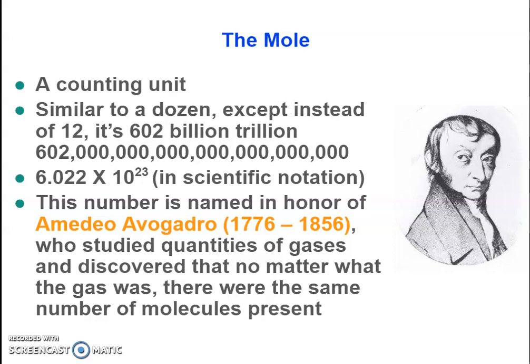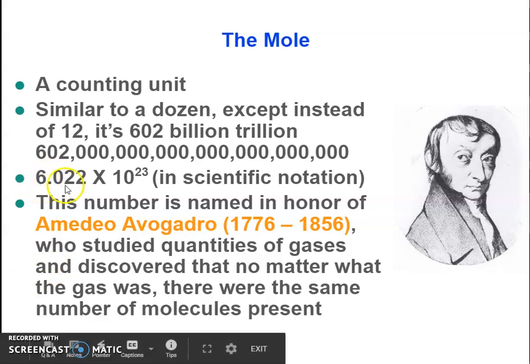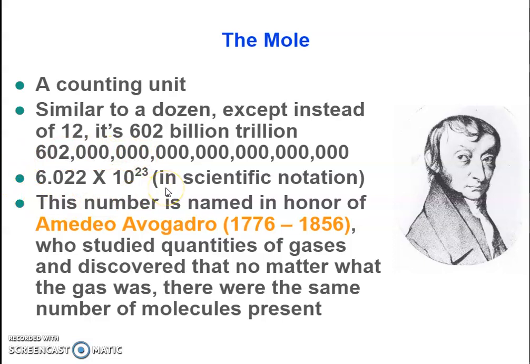All right, that's a little unwieldy. So we're going to use this number, 6.022 times 10 to the 23rd. All right, so we always use this in scientific notation for obvious reasons. And this is referred to as Avogadro's number. So Avogadro studied quantities of gases and discovered that no matter what the gas was, there were always the same number of molecules present. We'll actually come back to this a little bit later in this unit, but for now, just know that 6.022 times 10 to the 23rd is Avogadro's number. And this is something that you should memorize.